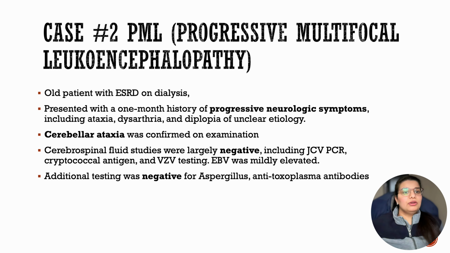So starting with the scenario, this is an old patient with end stage renal disease on dialysis, who presented with a 1 month history of progressive neurological symptoms, including ataxia, dysarthria, and diplopia of unclear etiology. When examination was done, cerebellar ataxia was confirmed. CSF analysis was largely negative. JCV PCR, cryptococcal antigen, and VZV testing were all negative. Epstein-Barr virus was mildly elevated. Additional testing showed that aspergillus and anti-toxoplasma antibodies were negative.